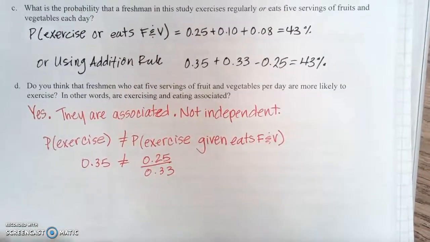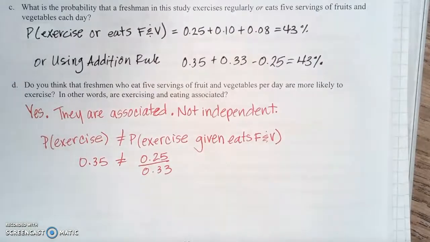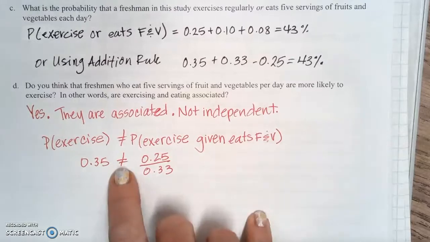Okay. Question D says, do you think that freshmen who eat 5 servings of fruit and vegetables per day are more likely to exercise? In other words, are exercising and eating associated? According to this, you would say, yes, they are associated. They are not independent of each other because they do not equal each other.